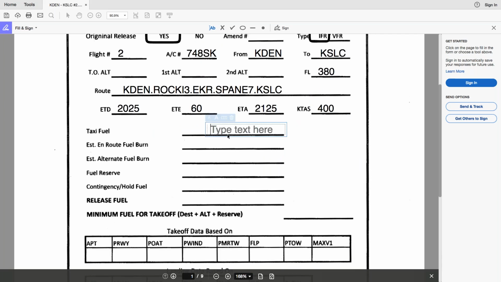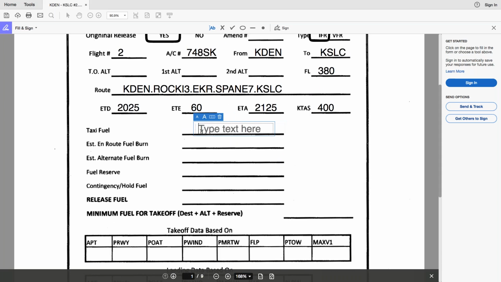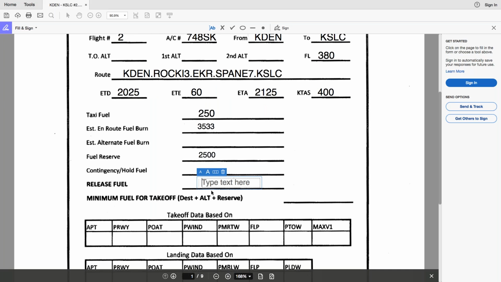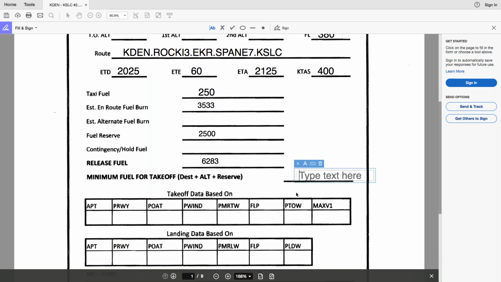Okay, taxi fuel. What's our taxi fuel always? 250. Estimated en route fuel burn. Didn't have an alternate. Fuel reserve. What's our fuel reserve? Okay, no contingency, no hold. What's our release fuel? And then our minimum for destination, alternate and reserve comes to 6033, correct?